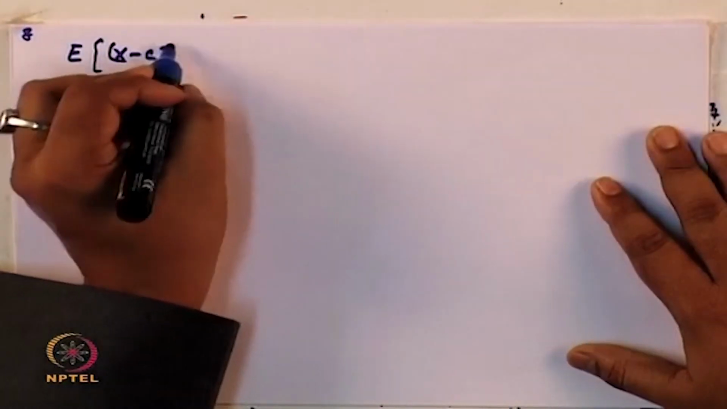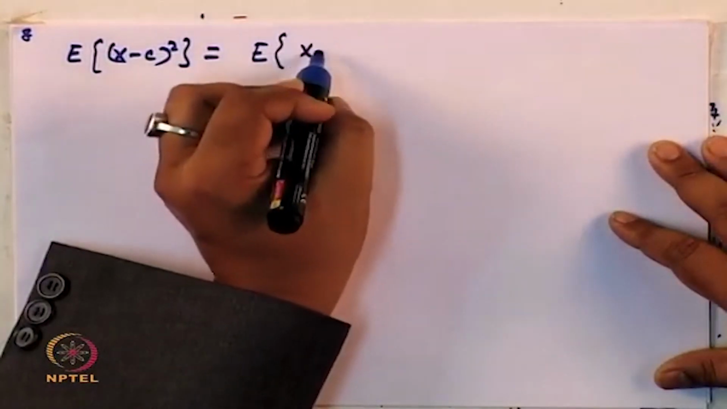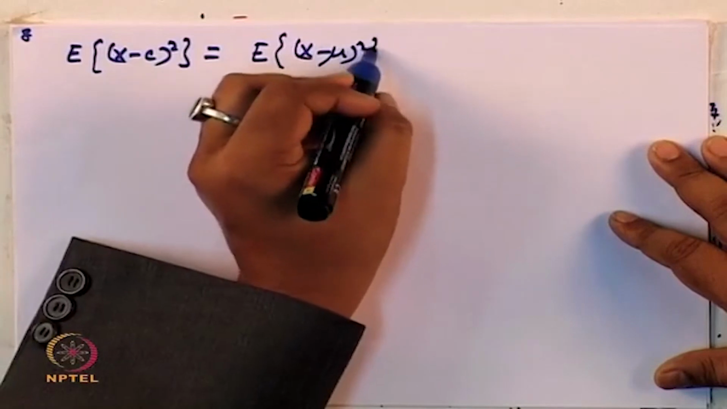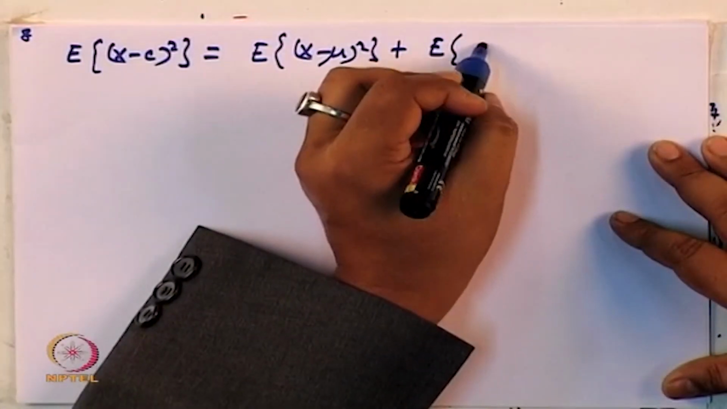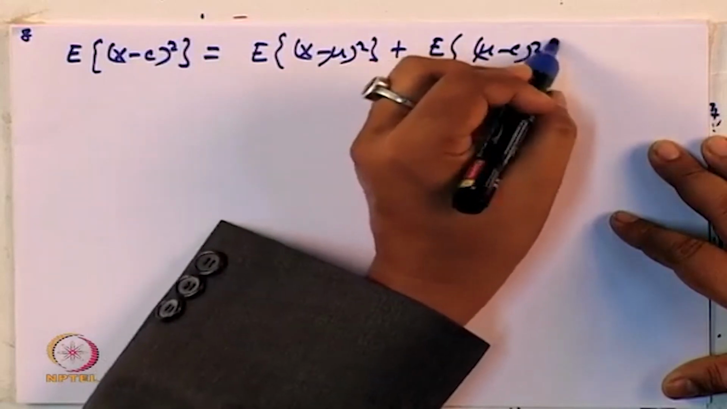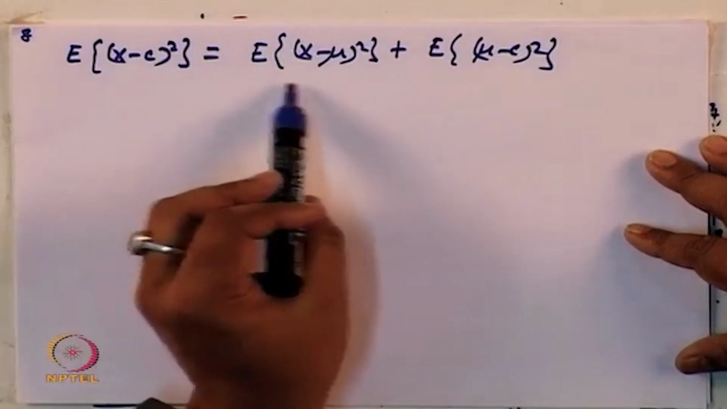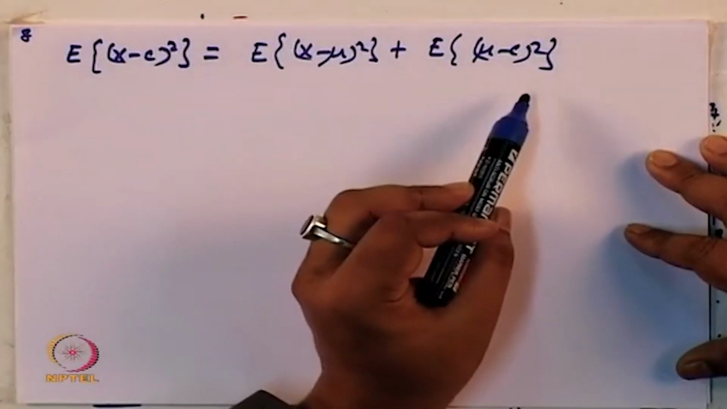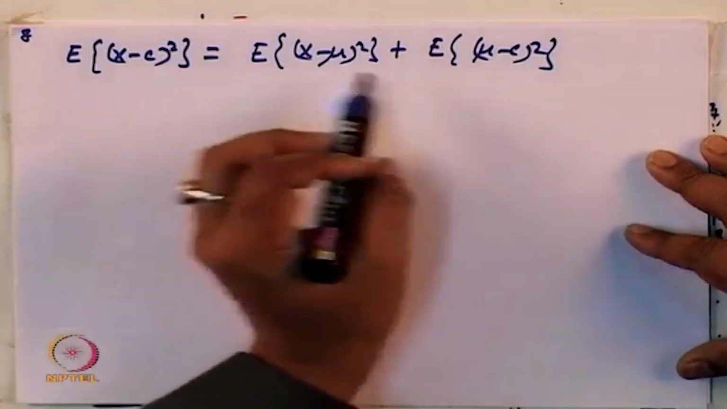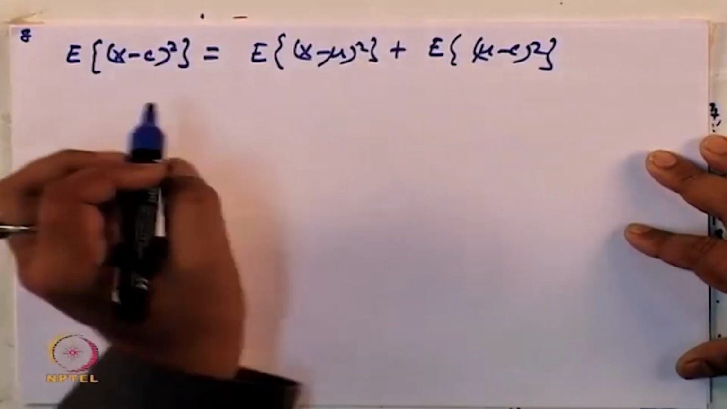Okay, we can modify this expression. Your expectation of (x minus c) whole square is expectation of (x minus mu) whole square plus expectation of (mu minus c) whole square.